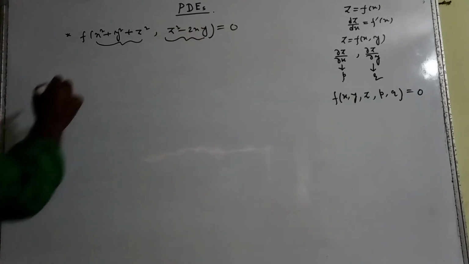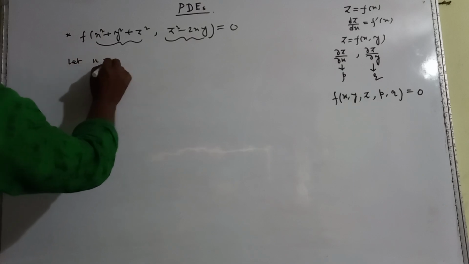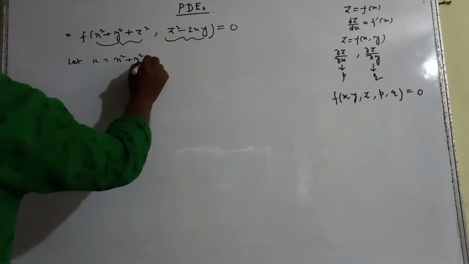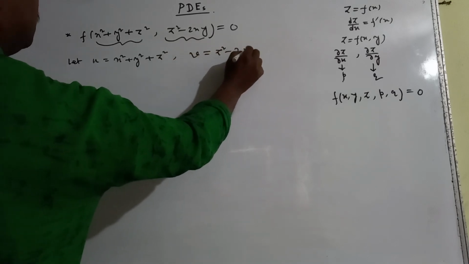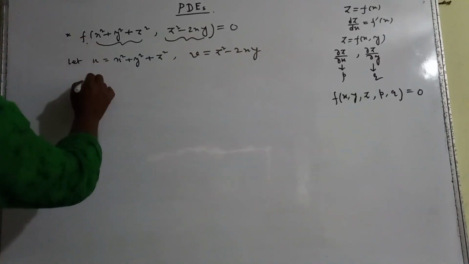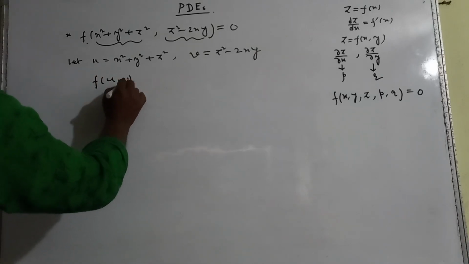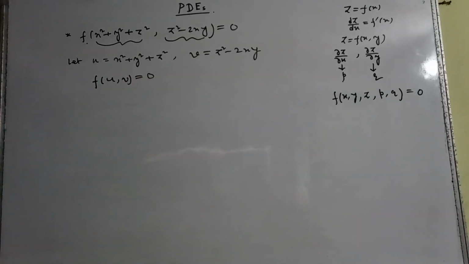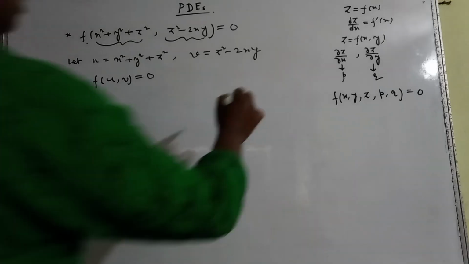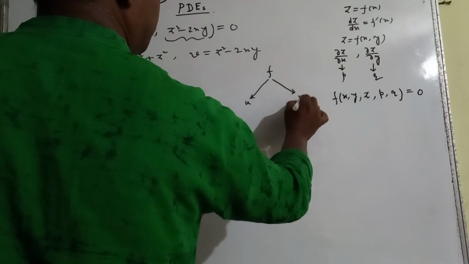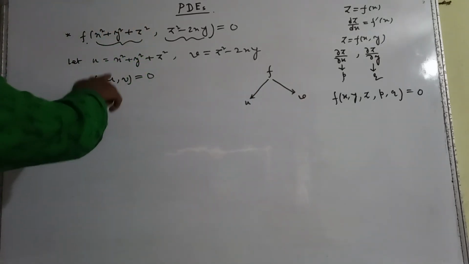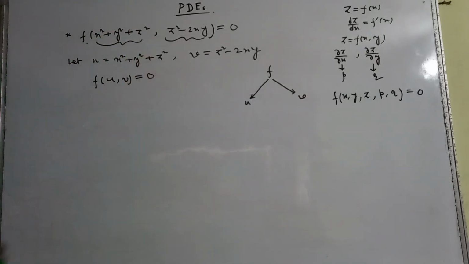So let u equal to x square plus y square plus z square and v equal to z square minus 2xy. Then this function becomes f of u, v equal to 0. So f is a function of u and v. U is a function of x, y and z.